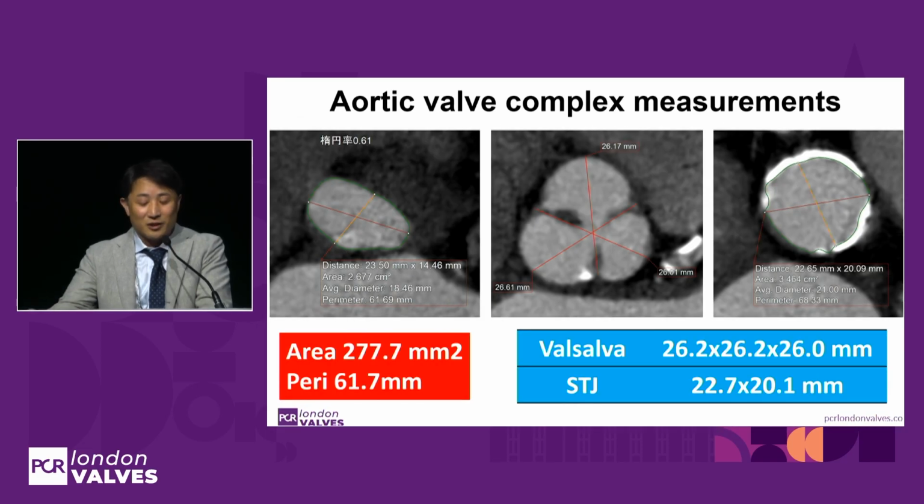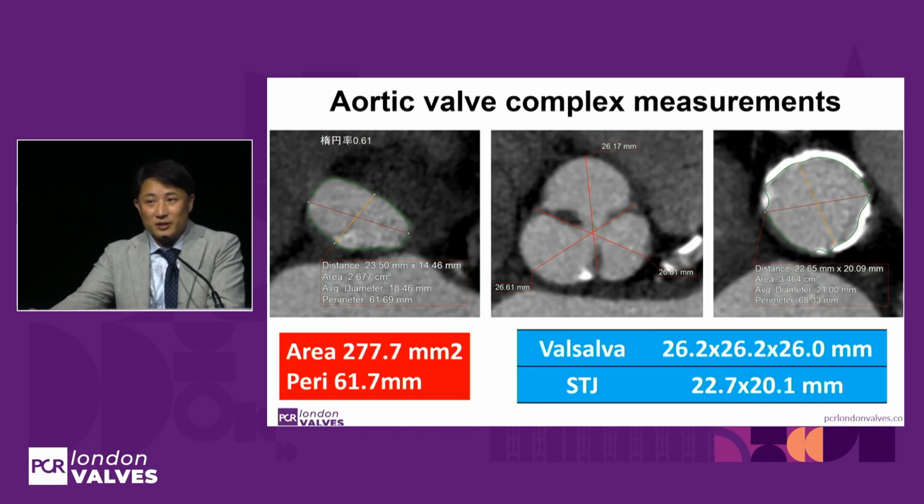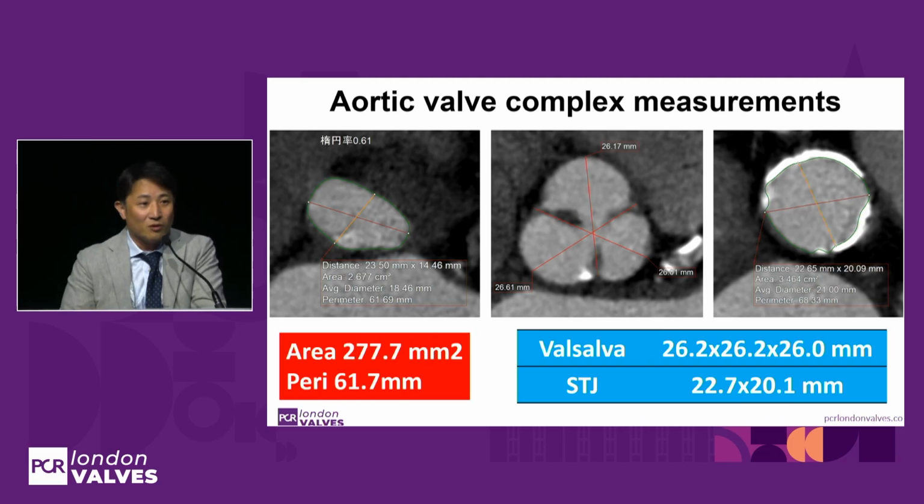And here is the aortic valve complex measurement by CT scanning. It's quite small. The calculated annulus area is 277, that means size-limited even with any kind of THVs. And perimeter is 61.7. And the sinus of Valsalva and ST junction are also quite small. Valsalva is 26 and ST junction is 22 and 20.